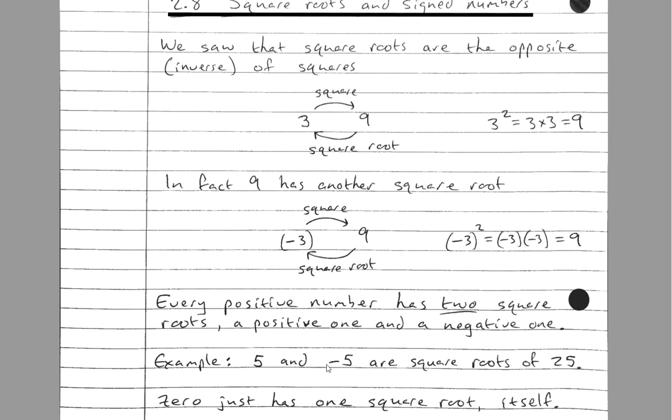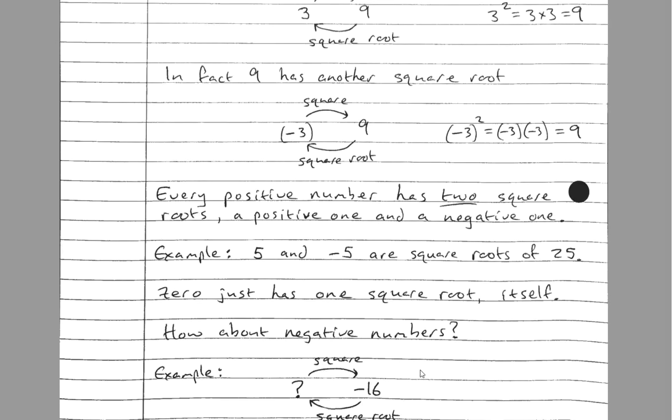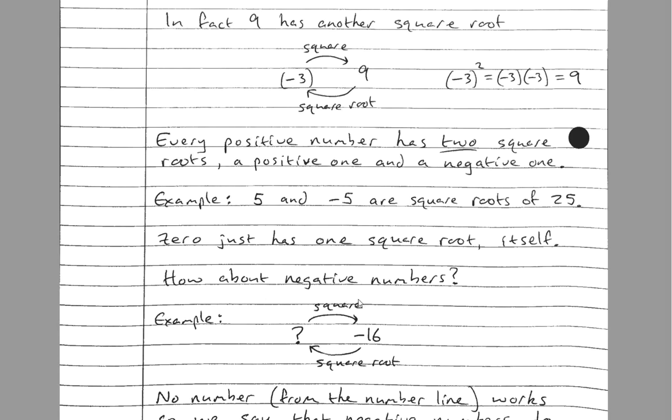So for example, 5 and -5, these two numbers are both square roots of 25. What about square roots of 0? Well, 0 just has one square root, itself, so 0 times 0 is equal to 0. -0 is the same number, that's still 0. Okay, then it gets confusing. So how about square roots of negative numbers?